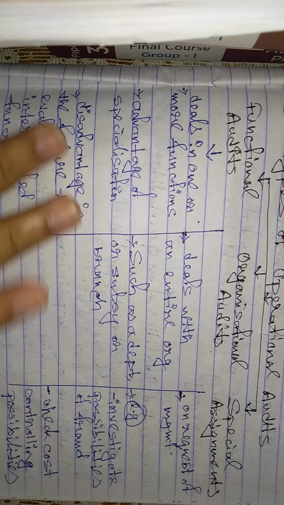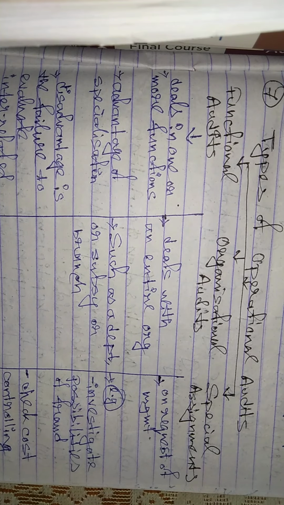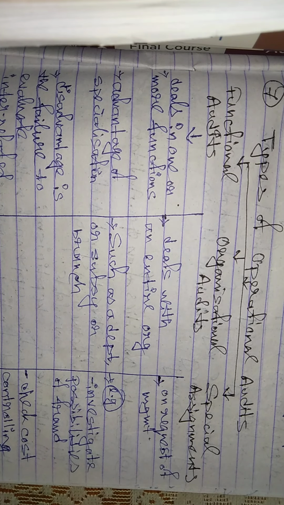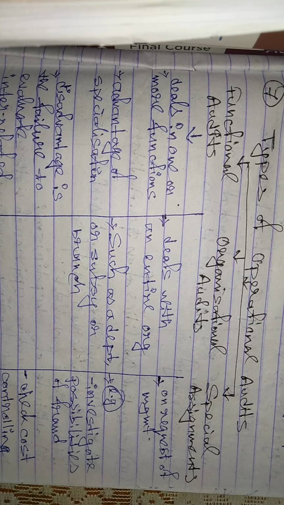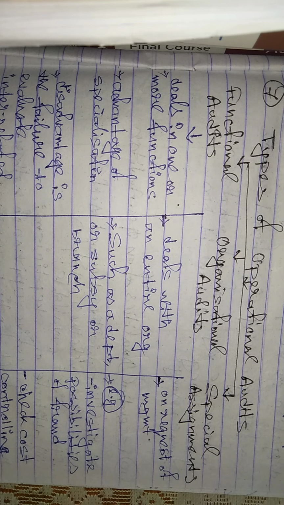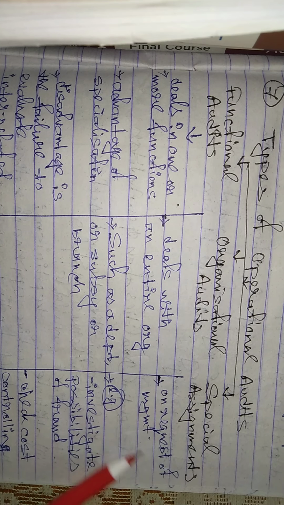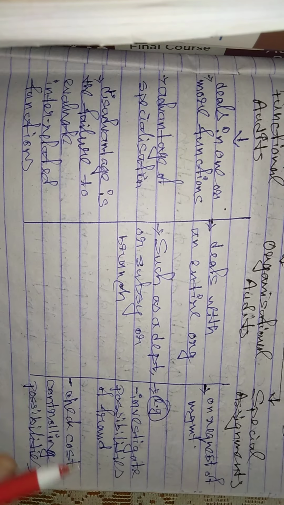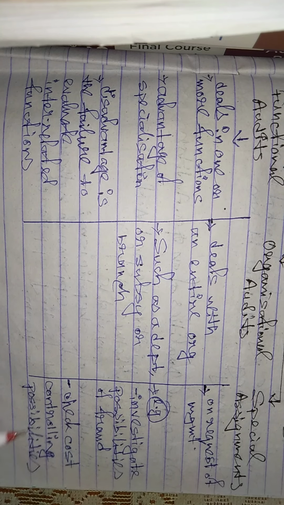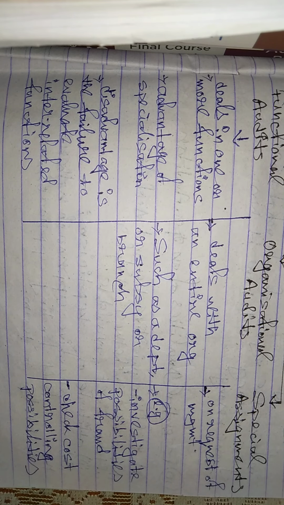And third is special assignment, which can be an organizational audit, a functional audit, or a mixture of organizational and functional audit in the domain of operational audit. So what is special assignment? It is an assignment on the request of the management. Examples are to investigate the policies of fraud and check the cost controlling possibilities, etc.